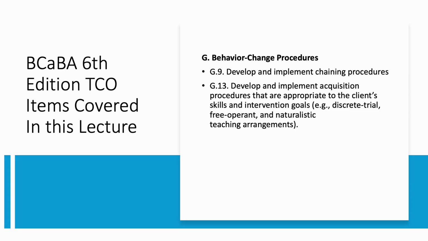So to start off, within today's lecture, we will be covering items G9 and G13 from the 6th edition BCABA task list, or TCO. Those items correspond with developing and implementing chaining procedures, and developing and implementing acquisition procedures that are appropriate to the client's skills and intervention goals. These will be done within discrete trial, free operant, and naturalistic teaching arrangements.